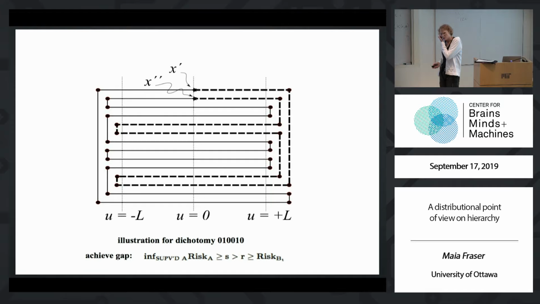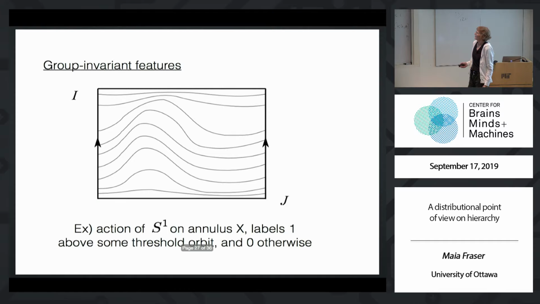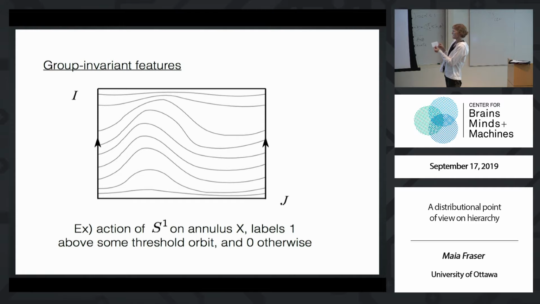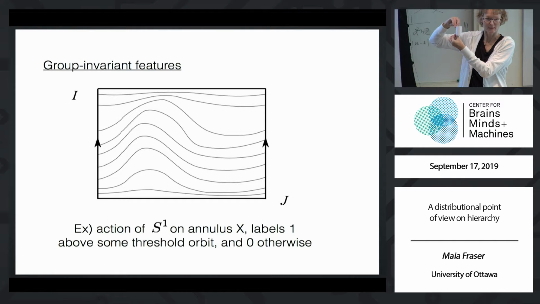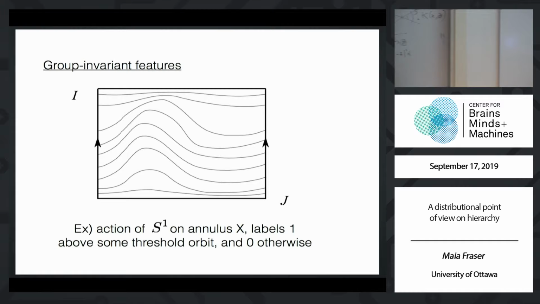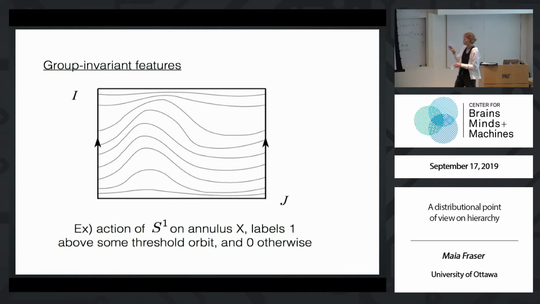This sort of theme also occurs in an example of group invariant feature learning, which I'll describe in a minute. For this example, this is just a rectangle right here that I've drawn. So it's an interval I here and an interval J. I'm going to imagine, and that's what these two arrows are trying to symbolize, that I've connected those two edges that have the arrows, so that the object I'm looking at is an annulus like this. And now we have S1, the circle group, let's say, acting on this. This weird space here is X.